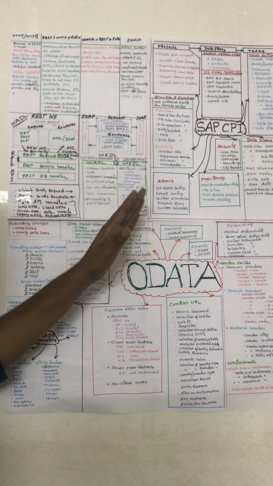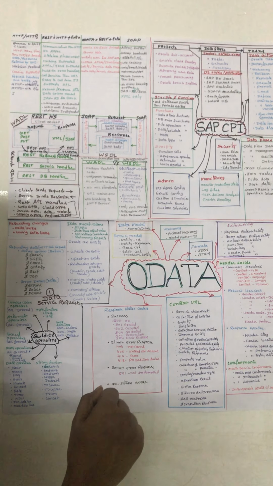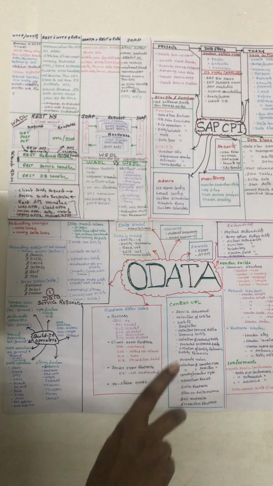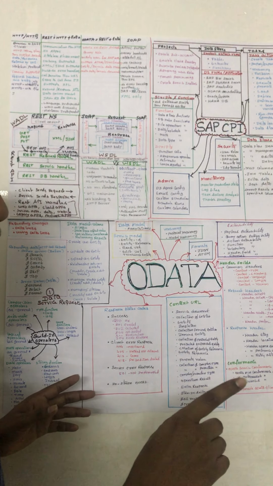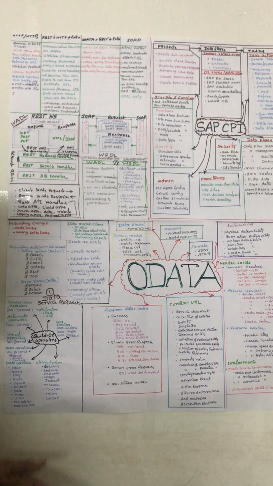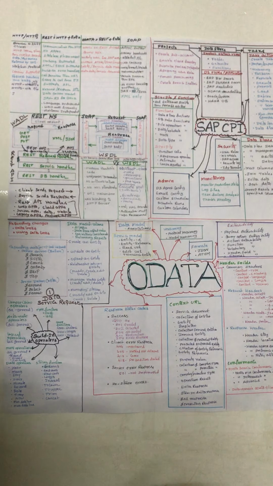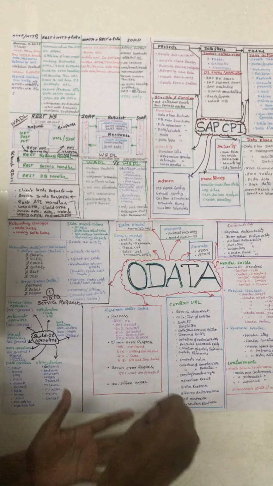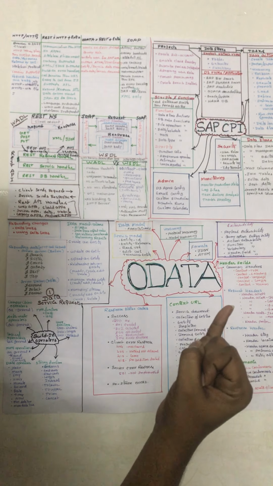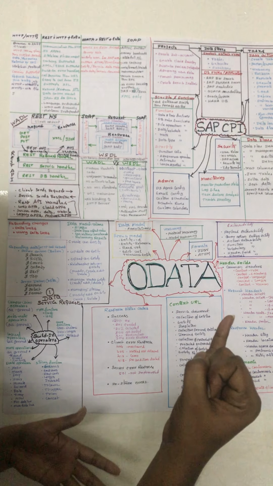C/4HANA has 5 clouds, like the Hybris Commerce Cloud tenant, and in C/4C we have 2 cloud tenants, Sales and Services Cloud tenants, and we have the SAP Customer Experience Cloud tenant, and the Hybris Marketing Cloud tenant. Totally 5 clouds are there in C/4HANA. So these 5 cloud tenants, and another one, the SAP CPQ Cloud tenant. CPQ stands for Configure Price Quote Cloud tenant.